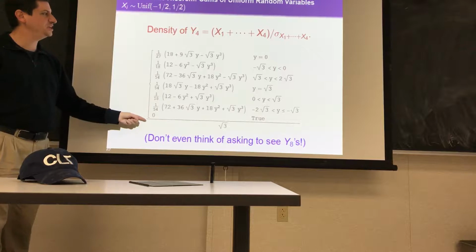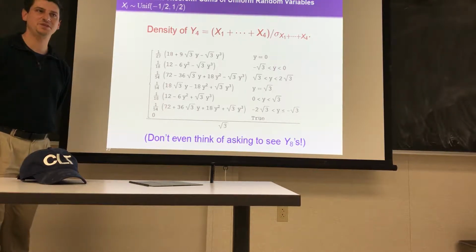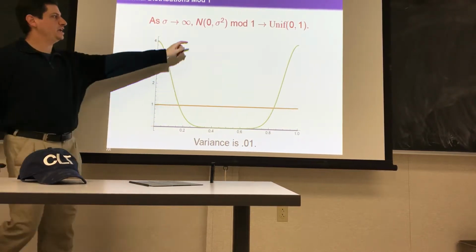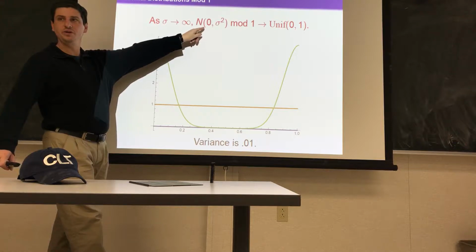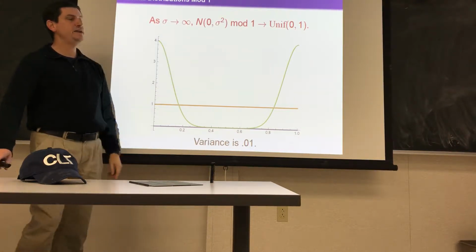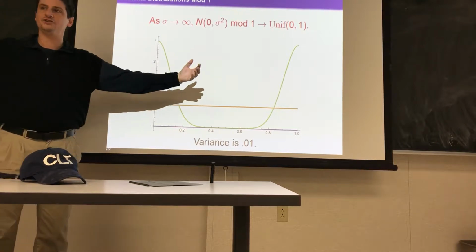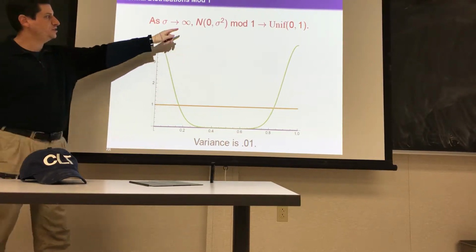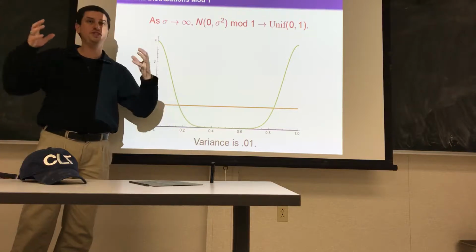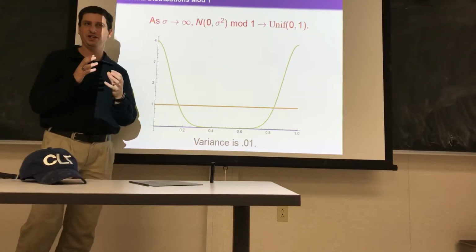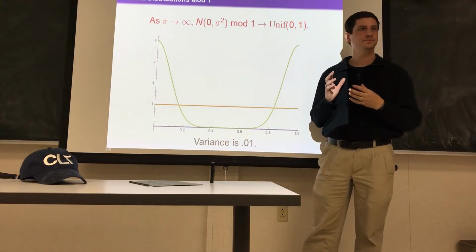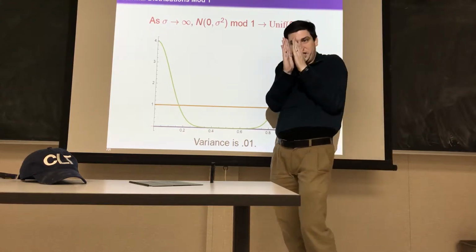We've talked about how painful it is to write down the explicit formulas, but it can be done. This is the sum of 4 uniforms. So I'm looking now at a normal distribution, mean 0, variance sigma squared, and as the variance gets larger and larger and larger, if I look at the normal distribution mod 1, it converges to a uniform. So here I'm looking at the normal where the variance is 0.01. 0.01 is a very small variance. If the variance is 0.01, what's the standard deviation? 0.1, 1/10. So it's really tight.